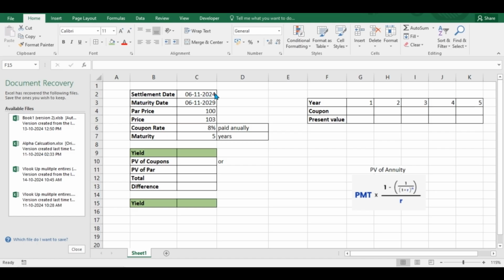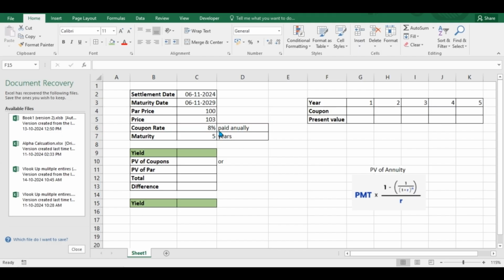Settlement date is when the buyer has the ownership of the bond. Maturity date is the date at which the buyer receives the face value from the seller. Par value or face value is the redemption amount which the issuer pays the buyer of bond on the maturity of the bond. Price of the bond is the price at which bond is trading. It can be issue price or market price.